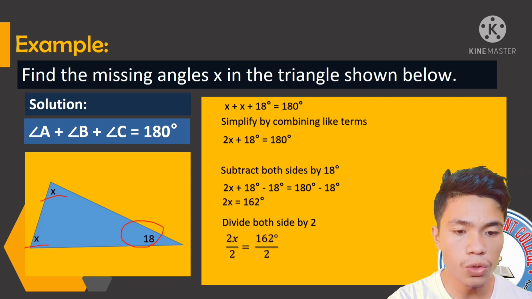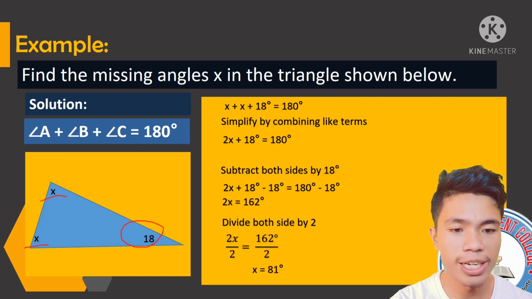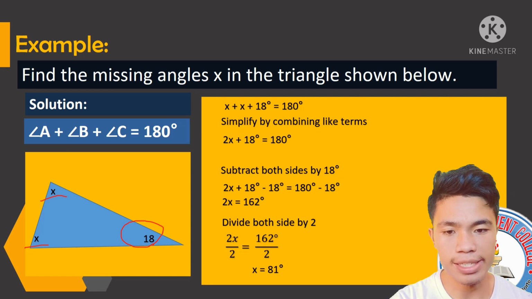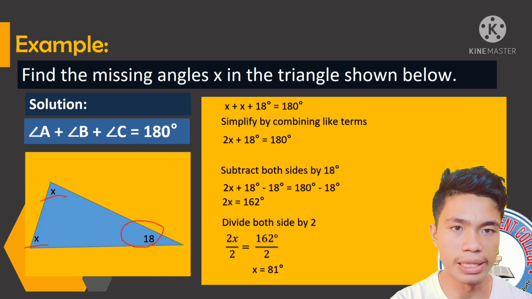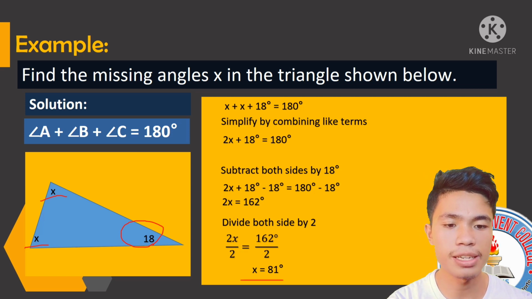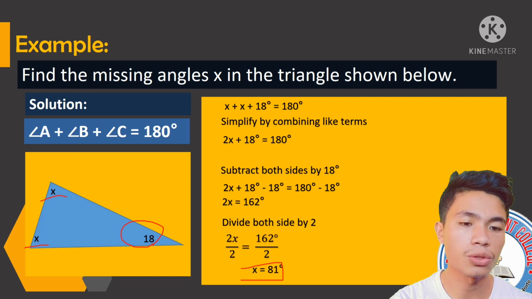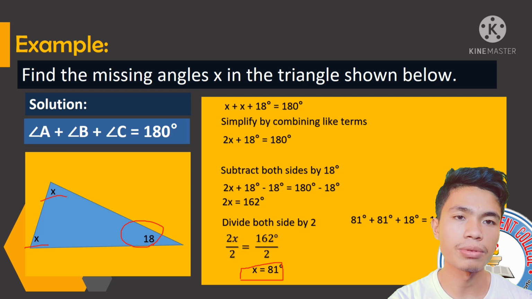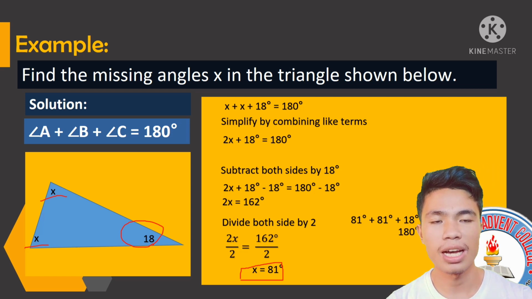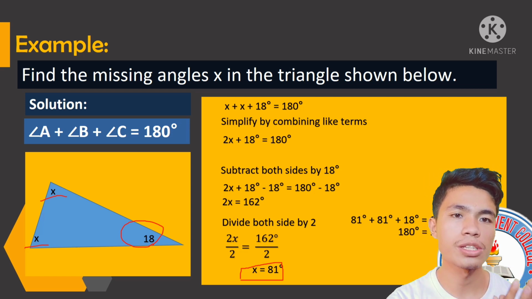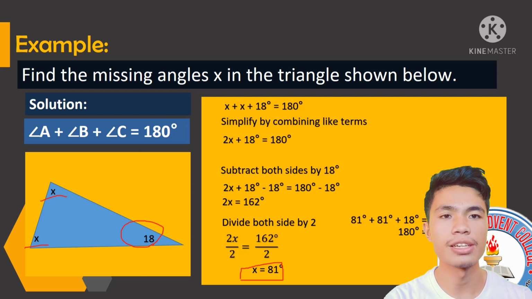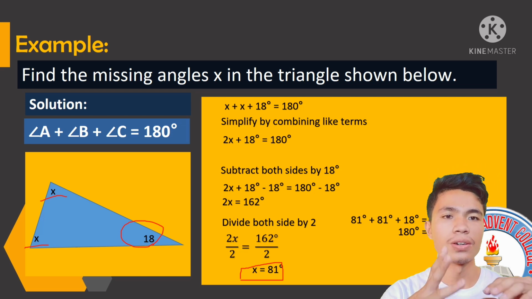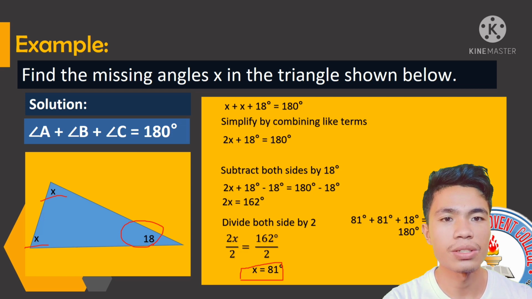So 2x divided by 2 is equal to x, 162 divided by 2 is equal to 81, and therefore x is equal to 81 degrees. The first x and the second x are each equal to 81 degrees. You can check it by adding 81 plus 81 plus 18, and if it equals 180 degrees, then your answer is good. That's how you find the missing angle using the triangle sum theorem.